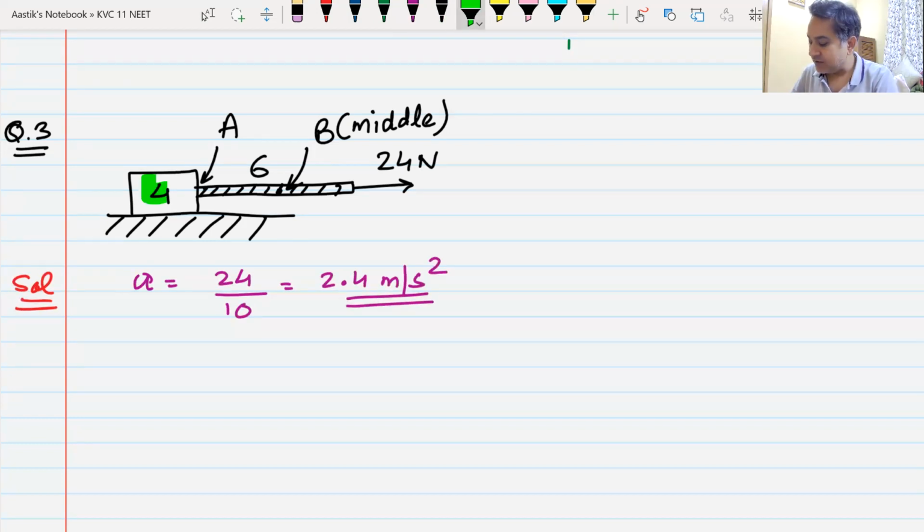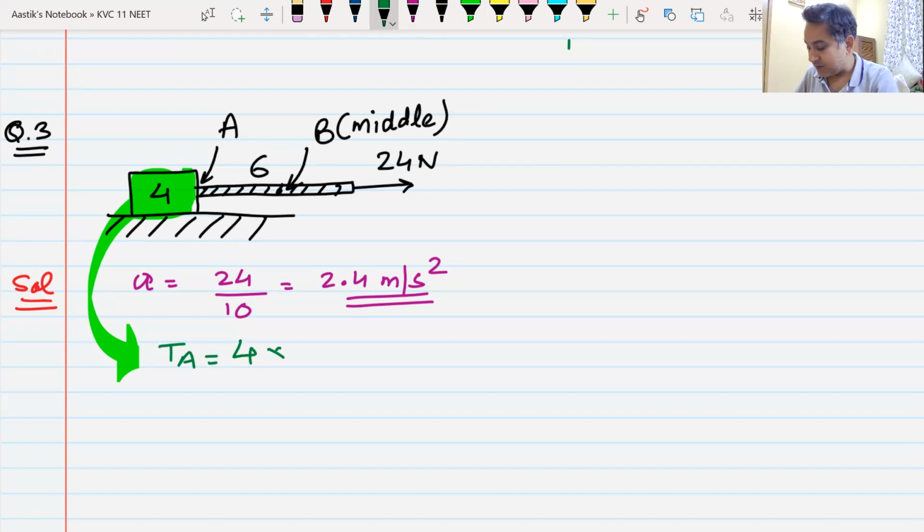Then you take only this green block as your system. The net force on this green block will be tension at point A. Yes or no? 16.8. Yes, it could be correct. It is correct. So if I take only this green block, the tension at point A should be equal to mass of this block, 4, multiplied by 2.4. So this will be, I think, how much? 9.6 newtons. Everyone got this? Yes or no?